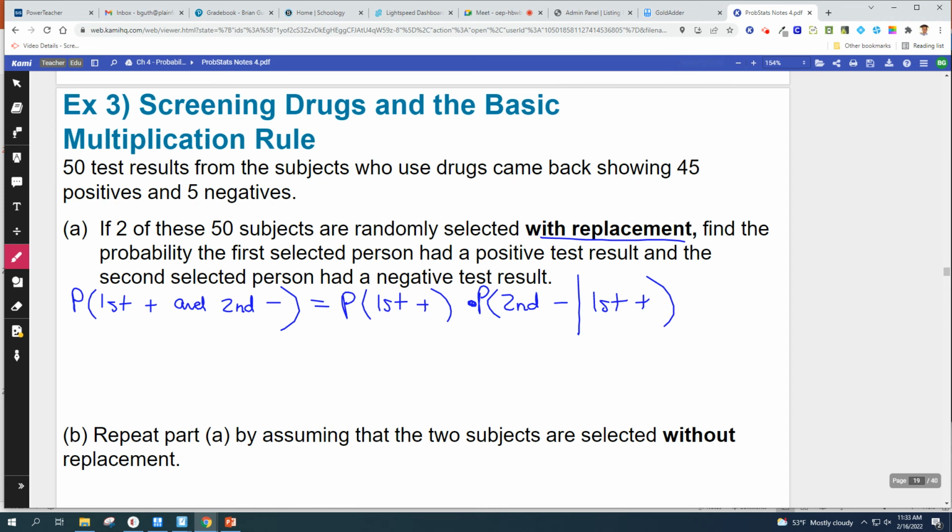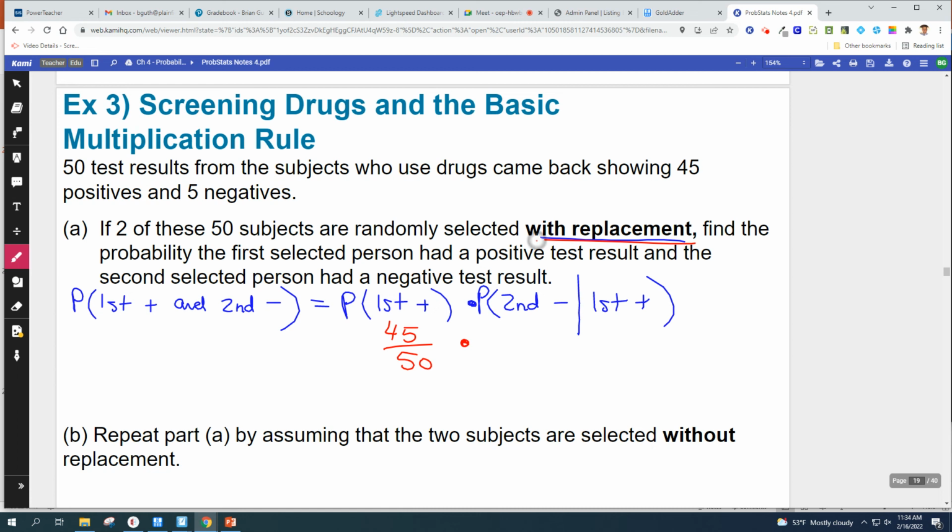So, probability the first one is positive, I think that's the easy part. Part over total, we know there are 45 positives out of 50 total. That's the easy part. And then the next one, we're going to have to think about a little bit more. Probability that the second one is negative given that the first one is positive.